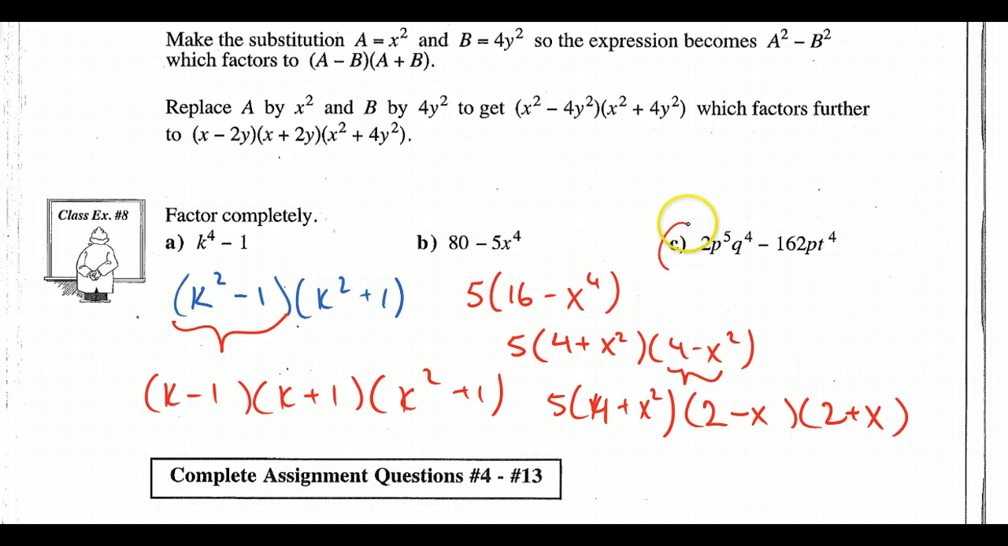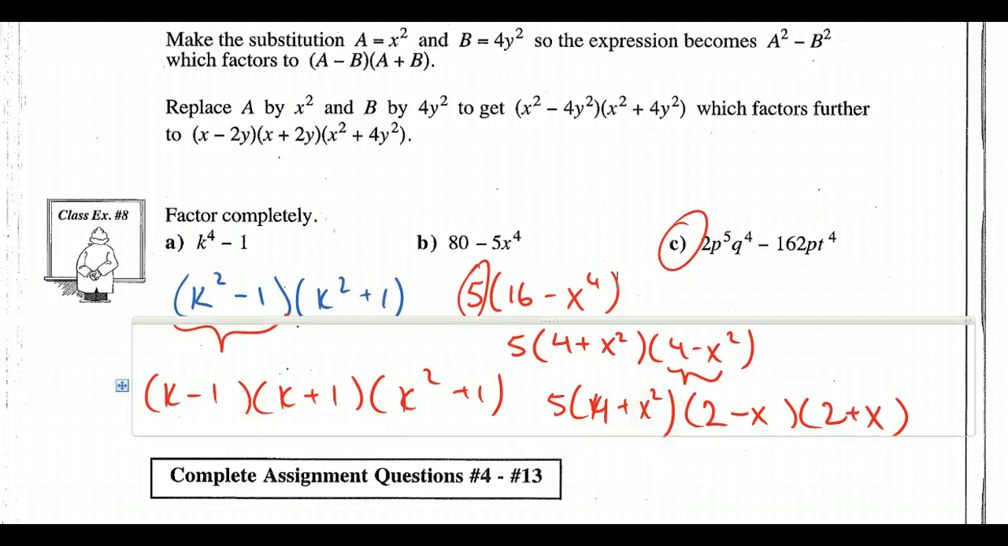All right, go ahead and try this one. The lesson here is always check if you have further factoring to do. So do your common factor first, then difference of squares, then difference of squares again.